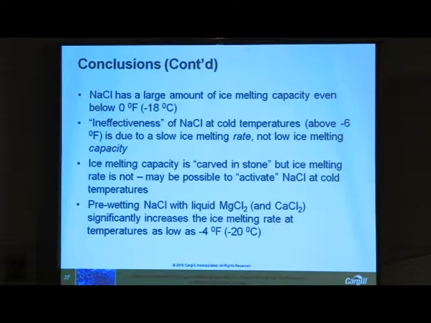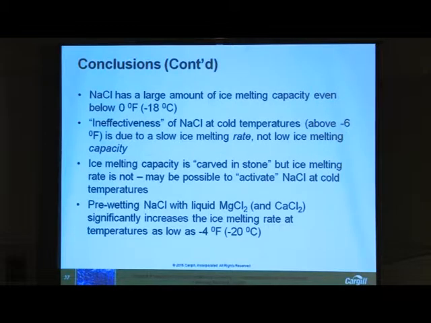We saw that the ineffectiveness of salt at cold temperatures, as long as we're above the eutectic, as long as we're above -6, is due to a slow ice melting rate, not low ice melting capacity. We talked about how ice melting capacity is carved in stone. It is a constant that's characteristic of the chemical and cannot be changed. But we also saw that rate is not carved in stone. We can manipulate rate and make it faster by changing the composition of the system. And so this opens the possibility of activating salt at colder temperatures.